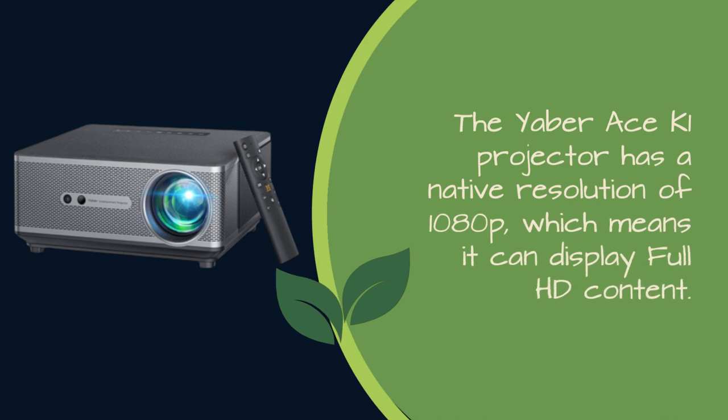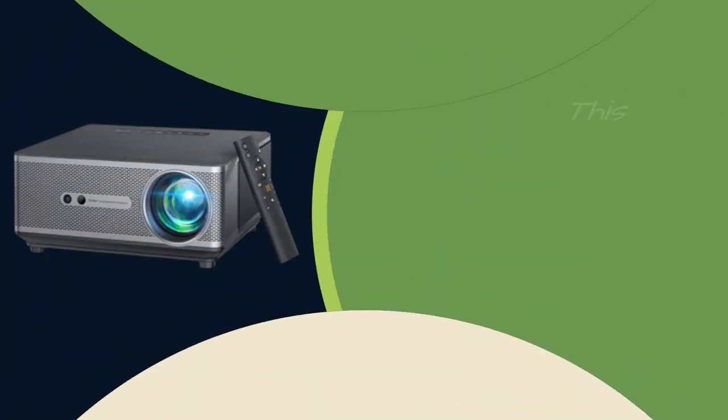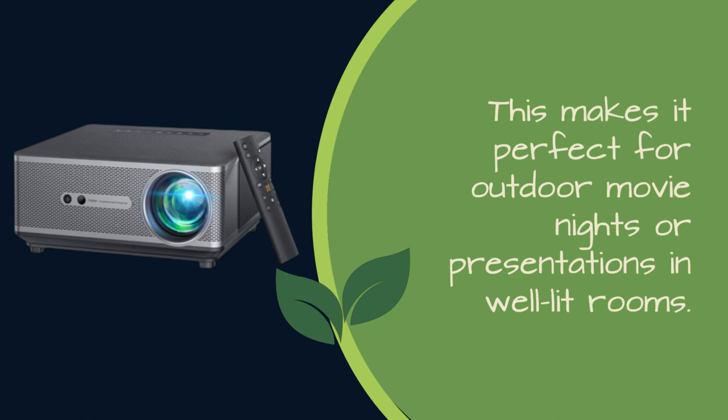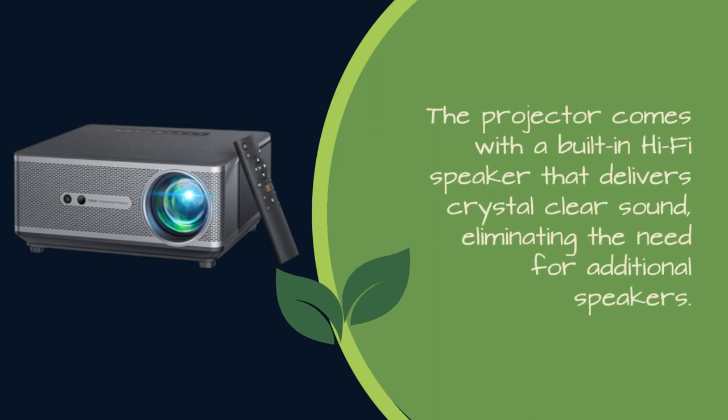The Yaber Ace K1 projector has a native resolution of 1080p, which means it can display full HD content. It also has a brightness of 7500 lumens, making it bright enough to be used in well-lit environments. This makes it perfect for outdoor movie nights or presentations in well-lit rooms. The projector comes with a built-in hi-fi speaker that delivers crystal-clear sound, eliminating the need for additional speakers.